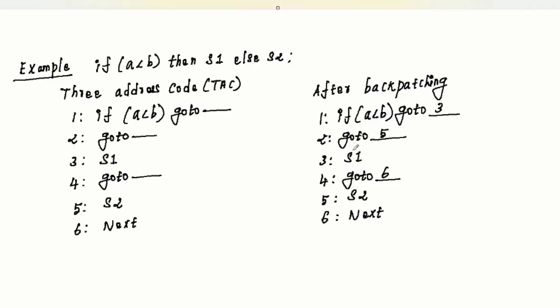In case the condition is false, line 2 is backpatched to line number 5, that is, statement 2 is executed. Line number 4 is backpatched to the 6th line, so the next statement is executed. After backpatching, line number 1 is backpatched to 3, line number 2 to 5, and line number 4 to 6.